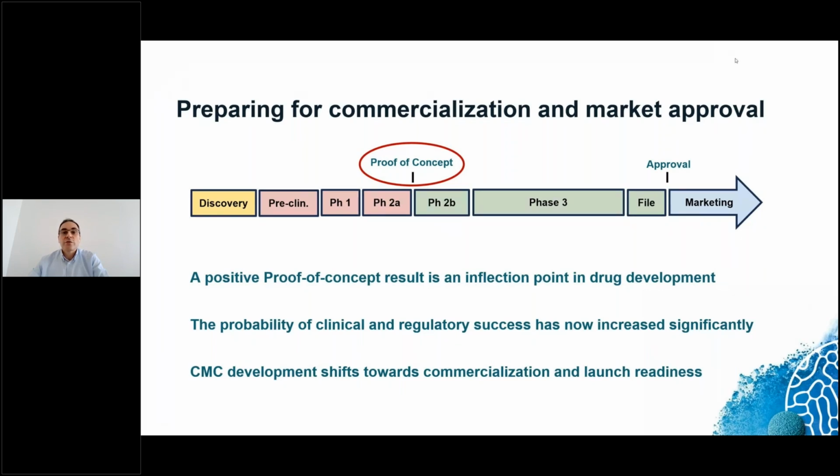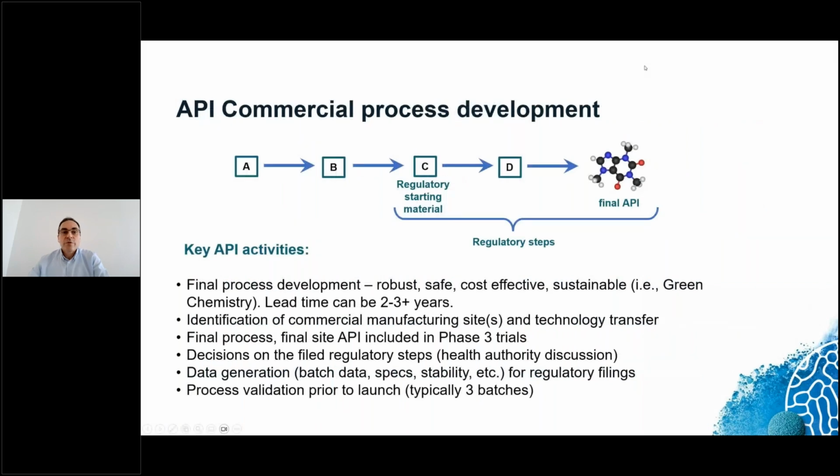For instance, in clinical phase 3, the pharmaceutical product has to be the same as intended for launch later. It cannot be different. At this stage, the drug substance synthesis process has to be optimized for the commercial launch. The process needs to be finalized. It has to be safe, robust, cost-efficient, and ideally also sustainable. The lead time here, depending on the complexity, can take up to 3 years.